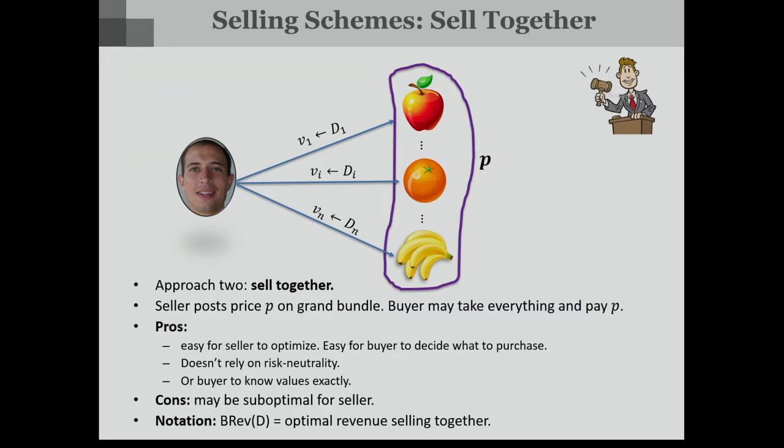Okay, another thing that the seller might do is he can sell all the items together in one big bundle. So what he might do is he takes all the fruits together and he says to the buyer, if you choose to pay me price P, then you can get all the fruit. If you don't, then you get nothing. Okay, and again, this has the same pros as selling separately, that it's very robust. And it has the same cons in that it might be suboptimal for the seller to restrict himself to using a selling scheme like this. Okay, and again, just before moving on, I'm going to use this notation BRev for bundling revenue to denote the optimal revenue that the seller can obtain by using a scheme of this format.